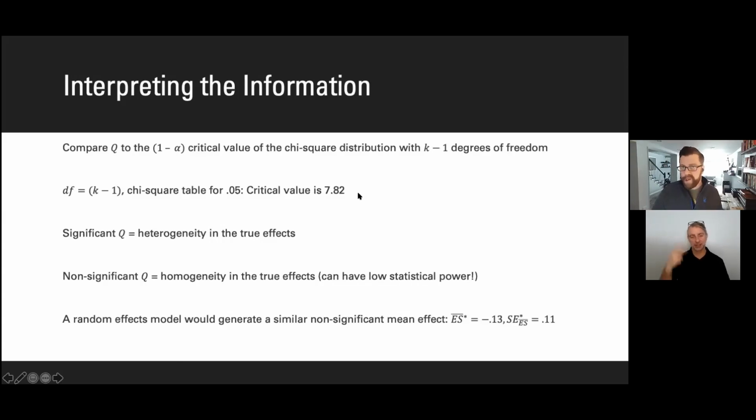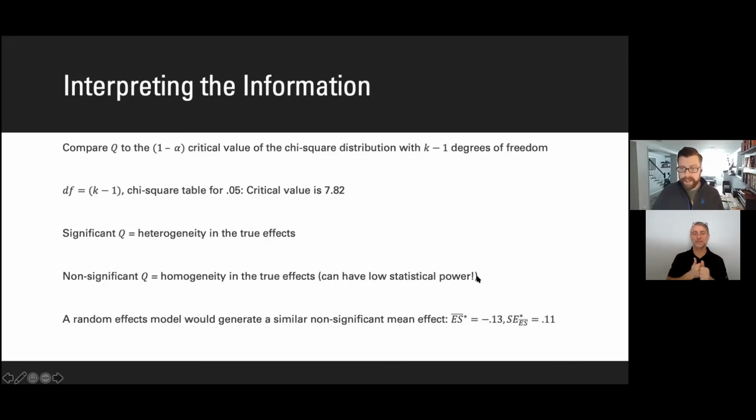This is worth cautioning though. The Q test, especially in examples like I have here with few studies, can have pretty low statistical power, which is really the main reason you don't want to use it to determine whether your study effect sizes are homogeneous or heterogeneous. That should be a conceptual decision made earlier on.